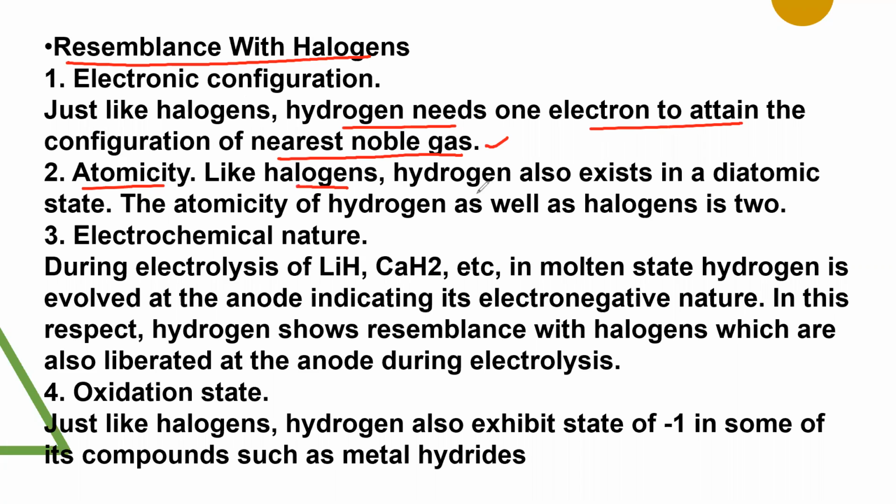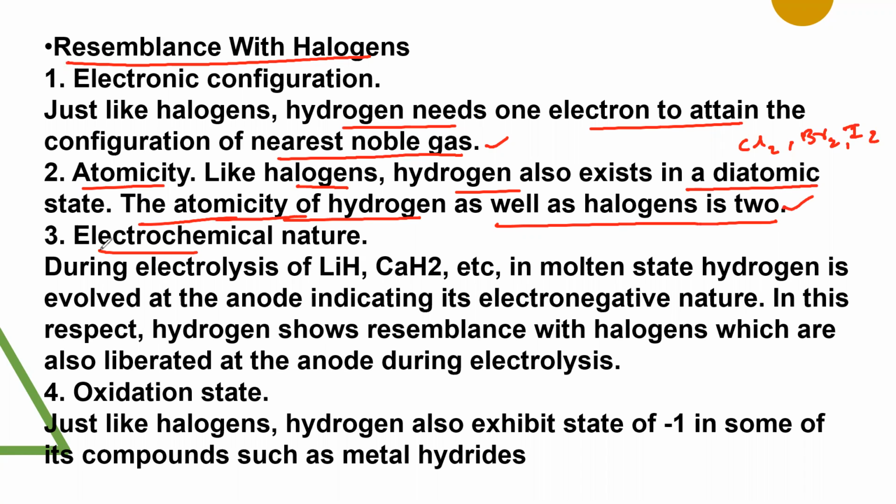Halogens are diatomic. Similarly, hydrogen also exists as a diatomic molecule. All the halogens, chlorine, bromine, iodine, exist as diatomic molecules, and moreover, they are gases. The atomicity of hydrogen as well as halogens is 2. Atomicity means the number of atoms per molecule. The atomicity of hydrogen as well as halogens is 2, the same.